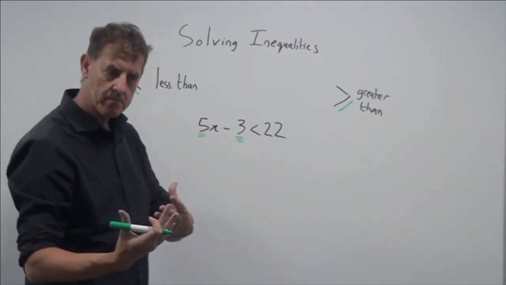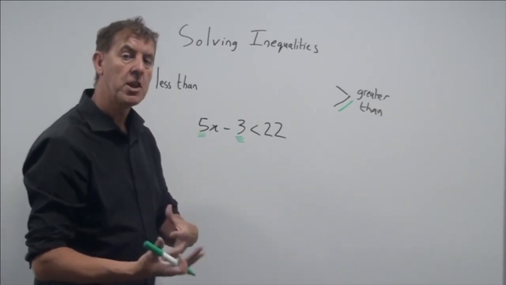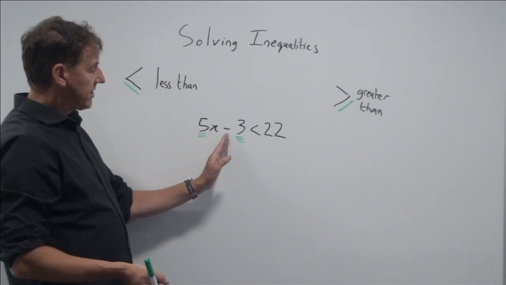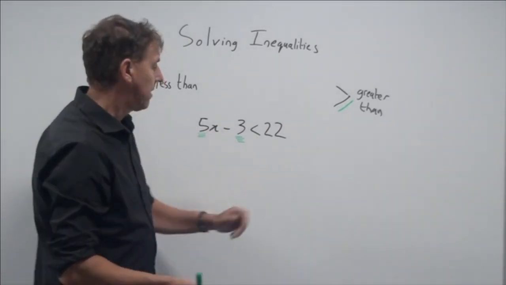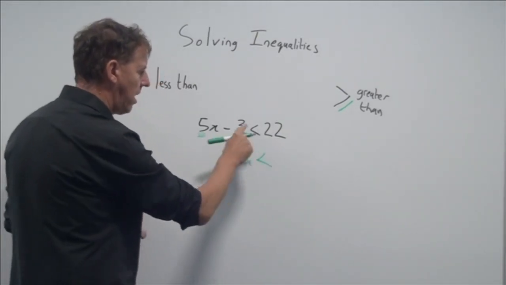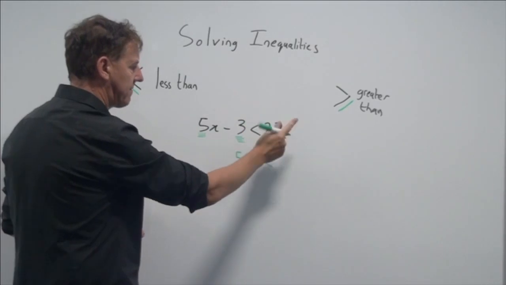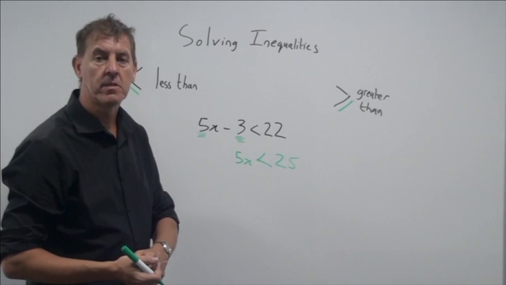How do I do it? Same as I do with solving an equation. I do the inverse operation, the opposite. Opposite to taking away 3 is to add 3 to both sides of this inequality. What would I end up on? Well, I've got the 22 at the moment. I'm adding 3 to it, so it ends up as being 25.